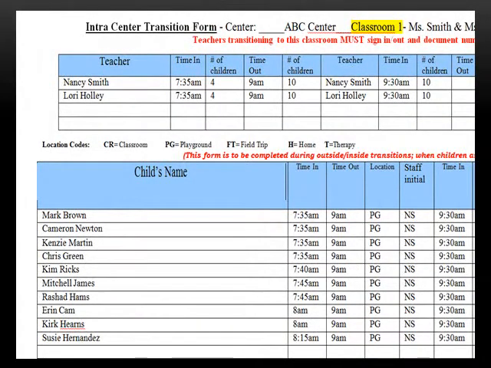When this classroom completed their playground time, they transitioned back into the classroom at 9:30, and the teachers signed the children back into Classroom 1. The teachers also sign back into the classroom and count how many children have returned with them.